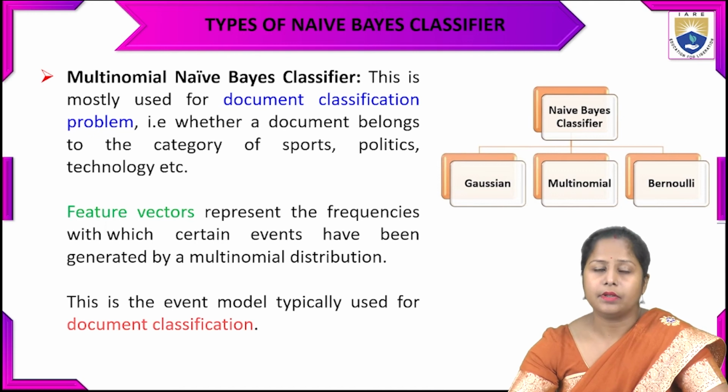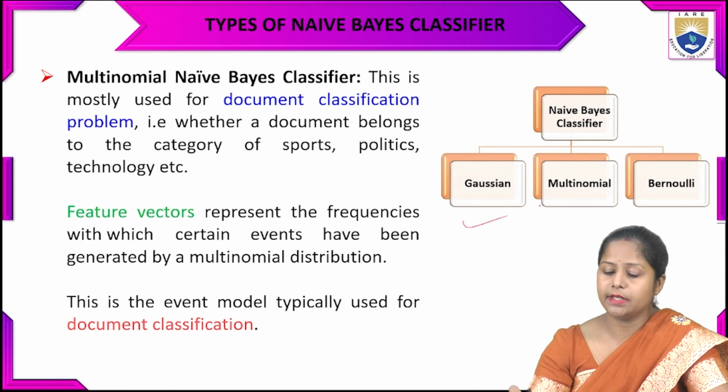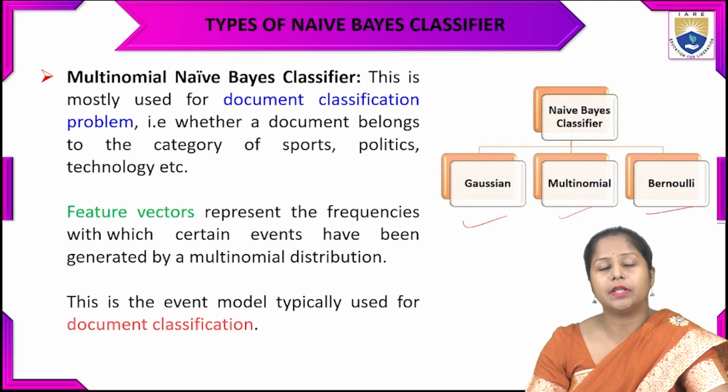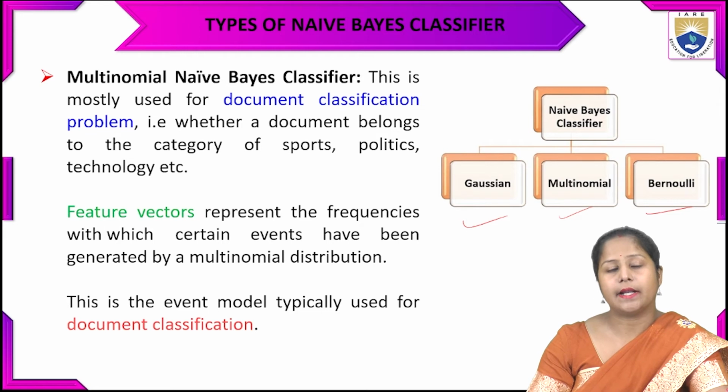Now we will see how many types of naive Bayes classifiers there are. There are three types of naive Bayes classifiers: first is Gaussian, second is multinomial, and third is Bernoulli. These are the three types of naive Bayes classifiers that are present.